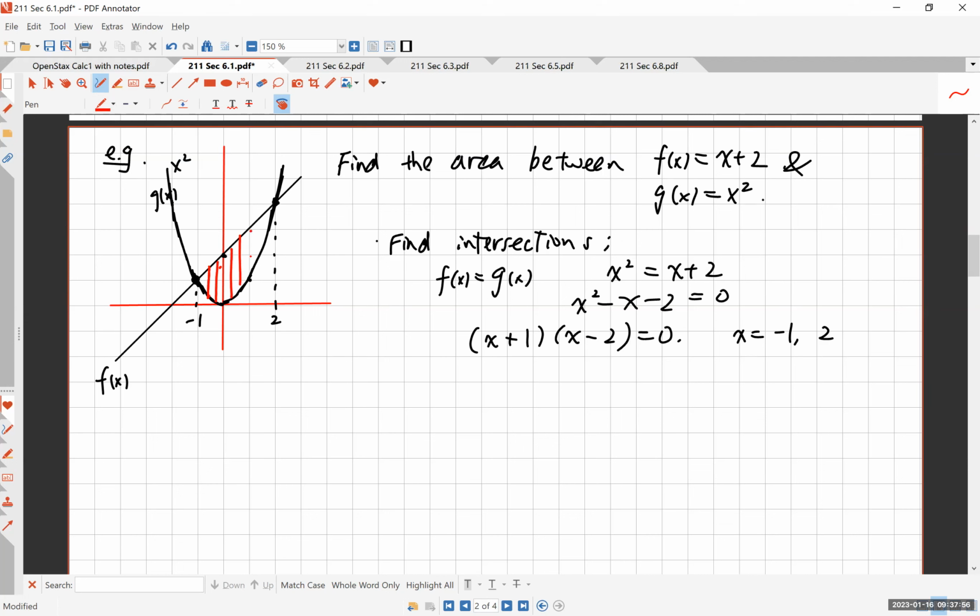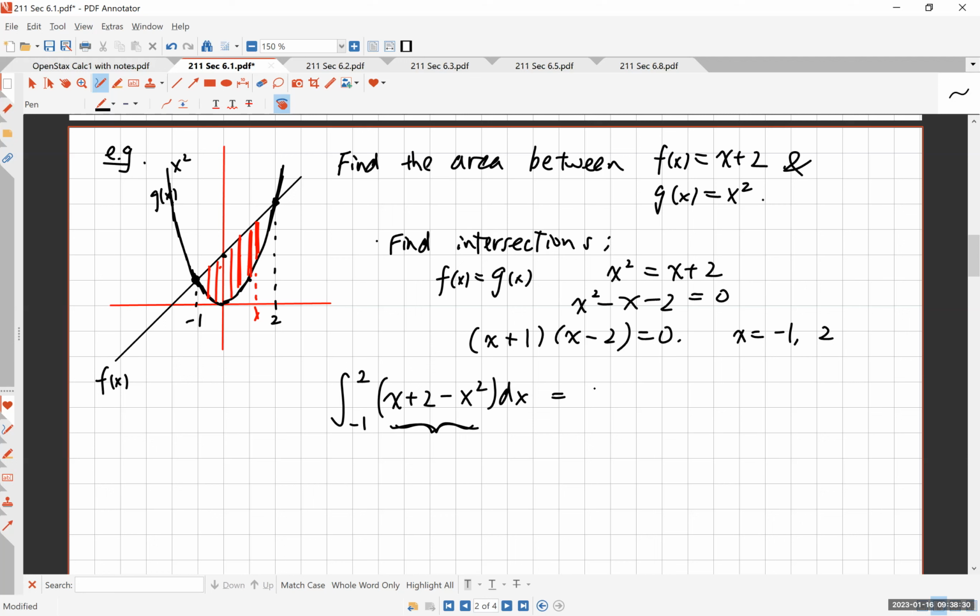And basically, this length defined for each x, the length of these red segments, that is the function you're integrating. So it will be -1 to 2, and then f is higher, so x plus 2 minus x squared, and that is exactly what you're integrating. Again, for each x, this expression represents the height or the length of those red segments.